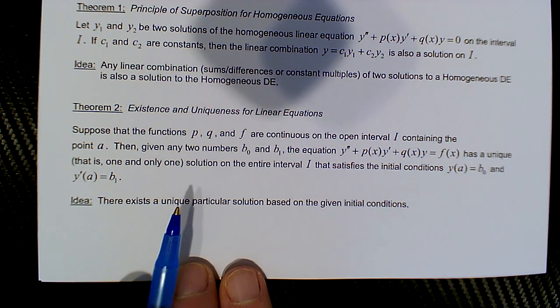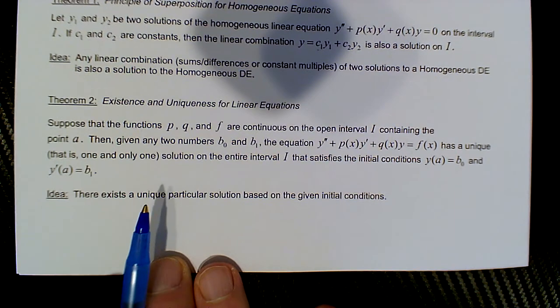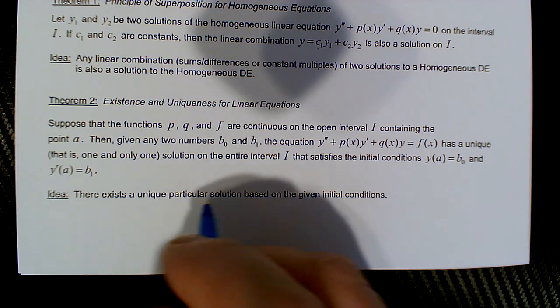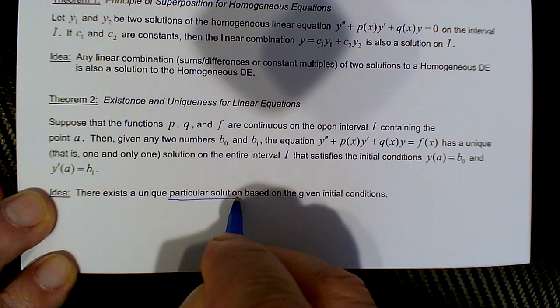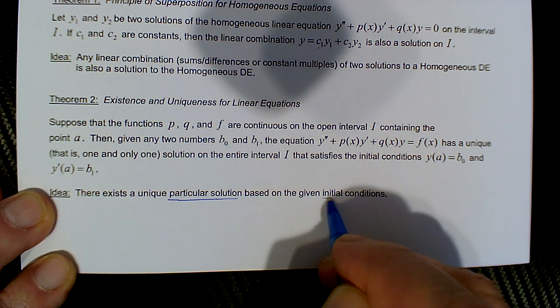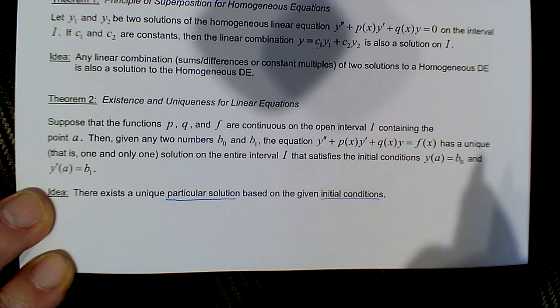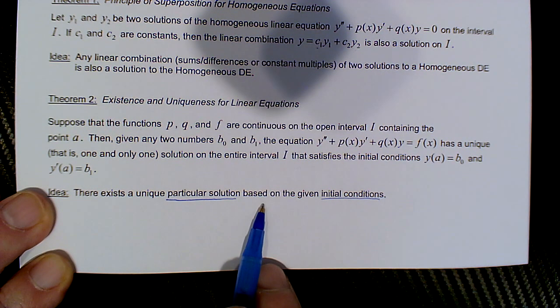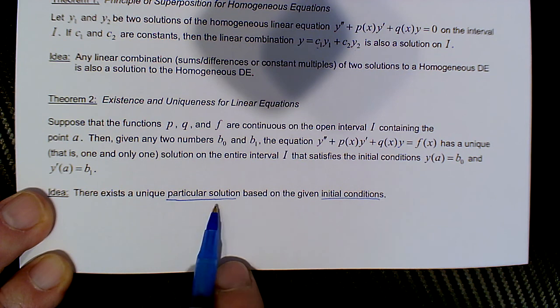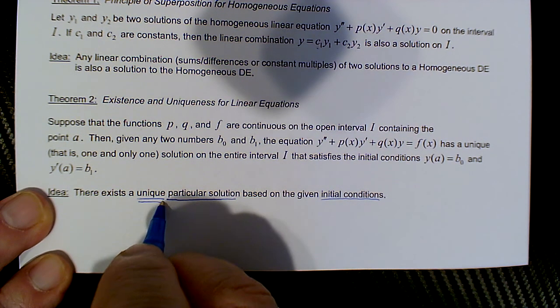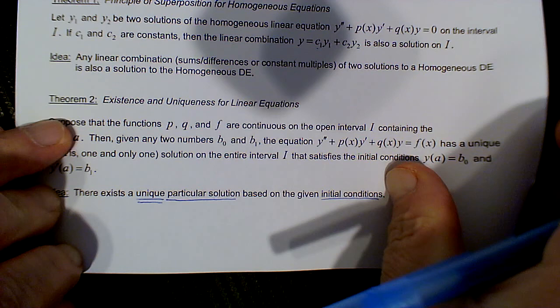And then we have the existence and uniqueness theorem, and you could read through the formalities of the theorem, but basically it's just guaranteeing that there's a particular solution based on initial conditions. So the first theorem is very important about the linear combination, and the second theorem is just saying that there's a unique particular solution for the given initial conditions.